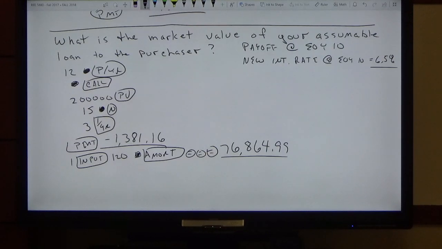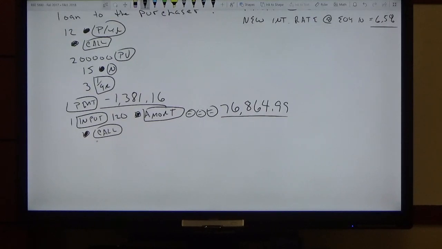Yes or no? Okay. Now, what we're going to do is we're going to basically treat this almost as a new loan. Okay, so clear all. And we're going to put in the $76,864.99. Just put it in as present value. Okay. Put that in as present value. Our term remaining is going to be for how many years? Five years.